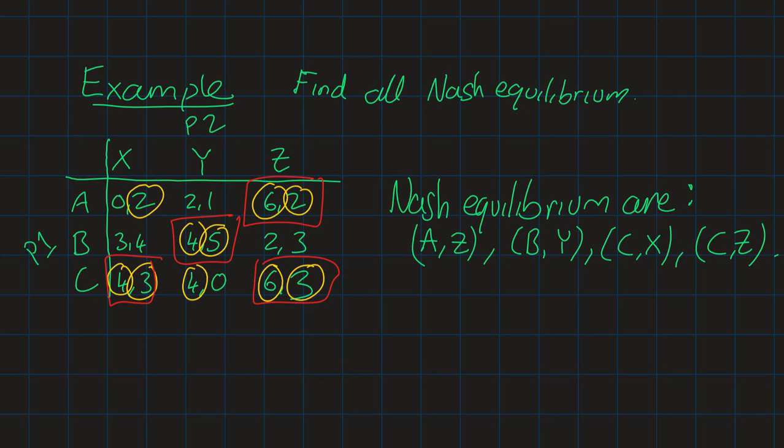Okay. You could have done this the old way, where you go through and you test each outcome one by one, but this method is just a lot quicker. Okay. So this is how you quickly find Nash equilibrium for a game. That's the end of this video.